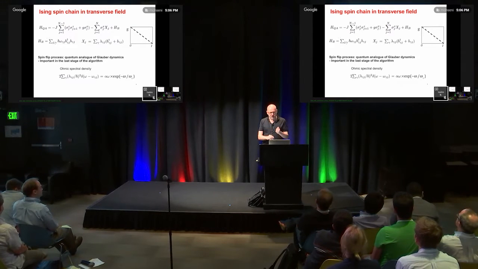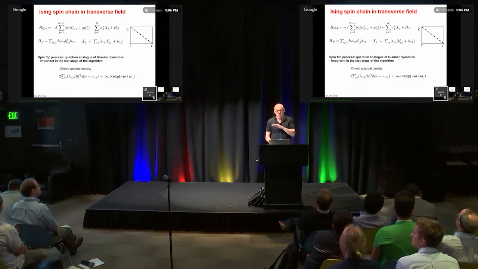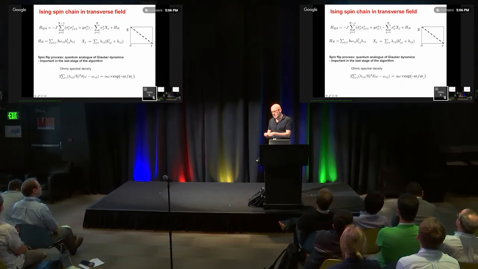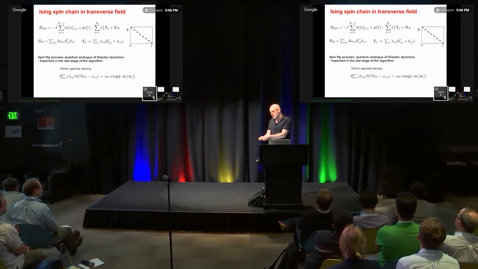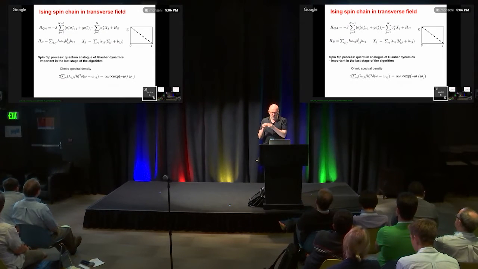However, again, it's a linear chain. It's an Ising chain of spins in a transverse field with no disorder. What we would like to do, however, is examine how that simple prescription given by the Kibble-Zurek mechanism changes when you add coupling to the environment.